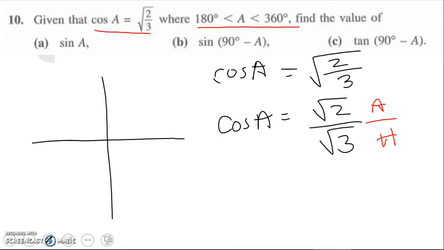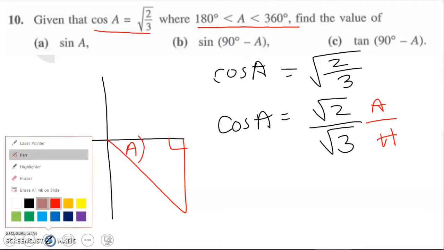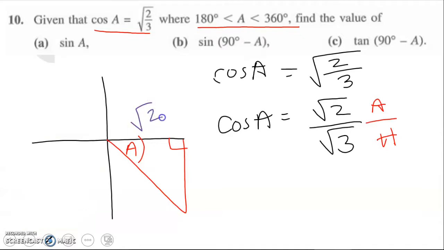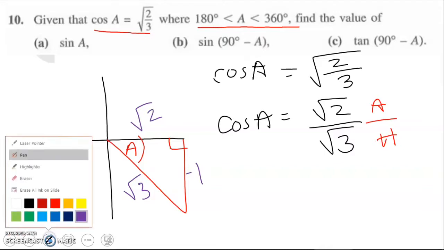Okay, well, I'm going to go ahead and recreate my right triangle. I now have a reference angle of A. And I know that my adjacent side is square root of 2. I know my hypotenuse is square root of 3. And when I do Pythagorean theorem, I know that this value is 1, or in this case, negative 1, because it's going down on your y-axis.